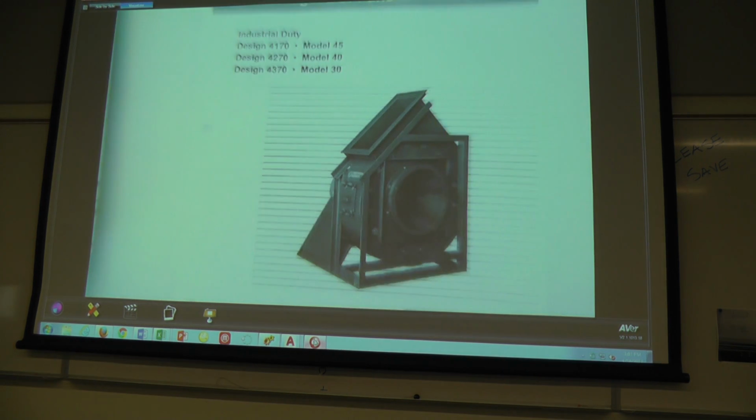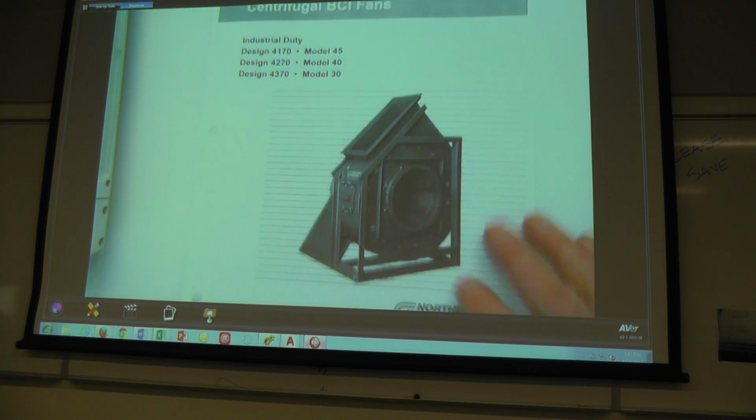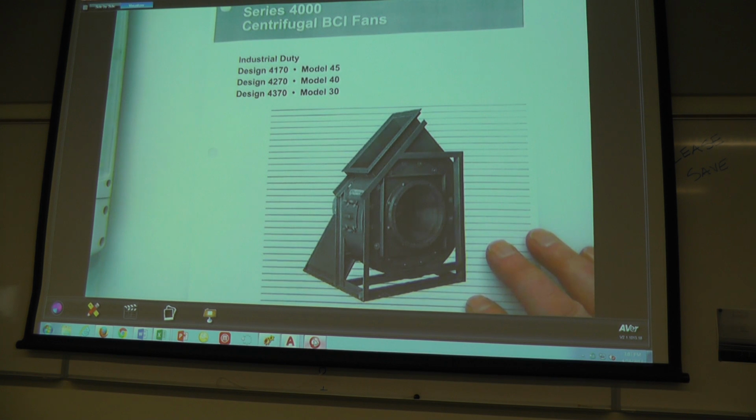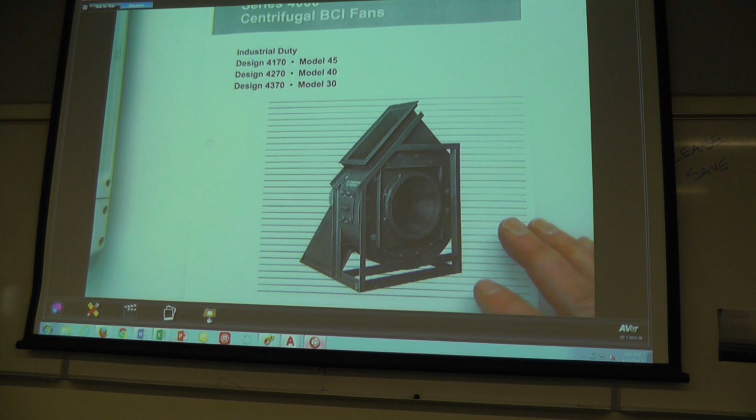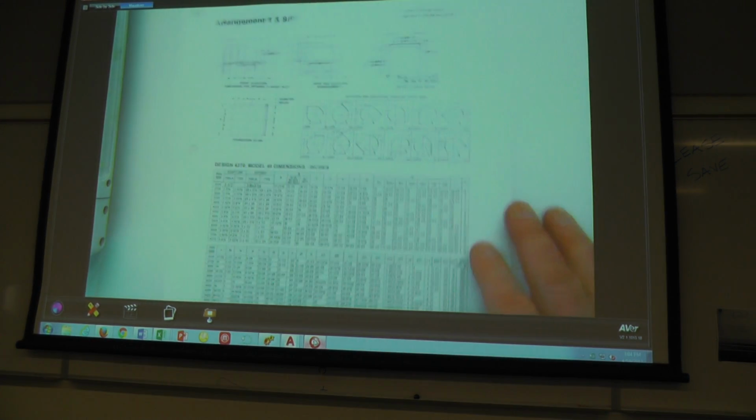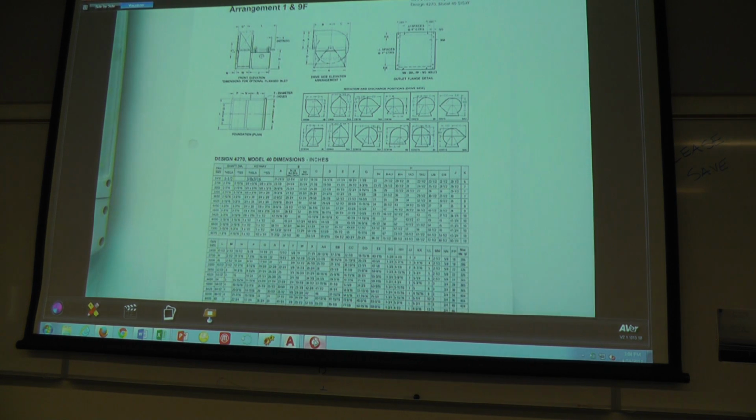So I found a catalog some years back, Series 4000 centrifugal BCI fans, model numbers and design numbers. And in that catalog was this dimensional data that students previously had to use to draw the actual drawings. And it really stymied a lot of them. Had a lot of questions answered, a lot of things that we just sort of made up because there wasn't enough dimensions.